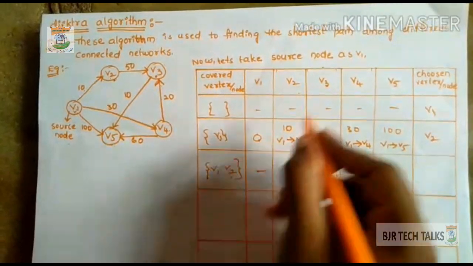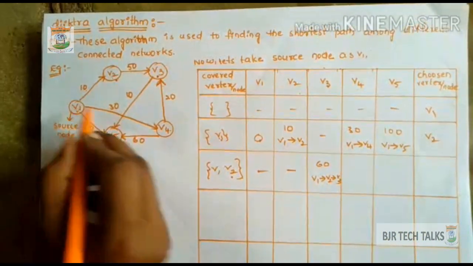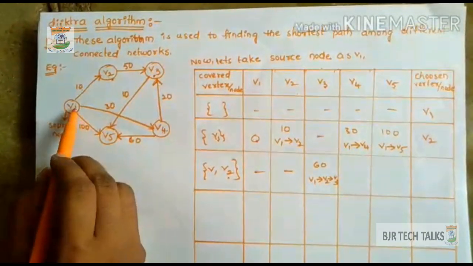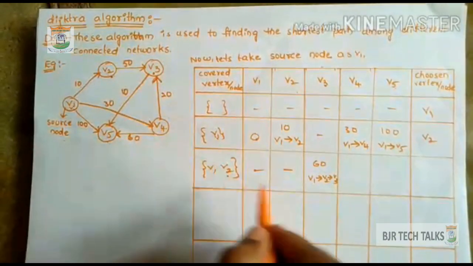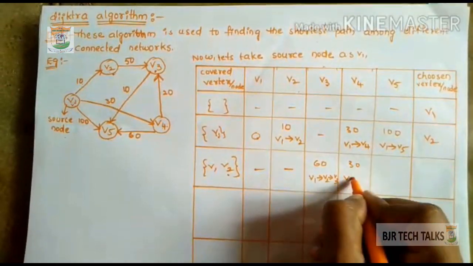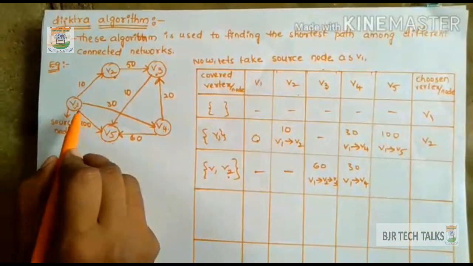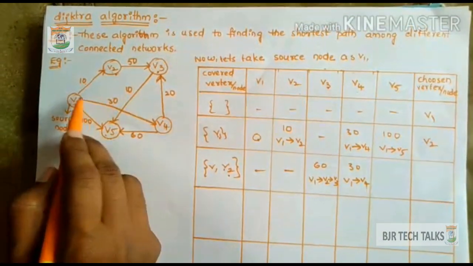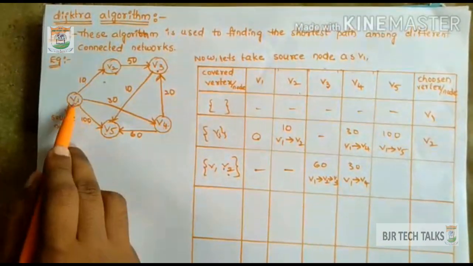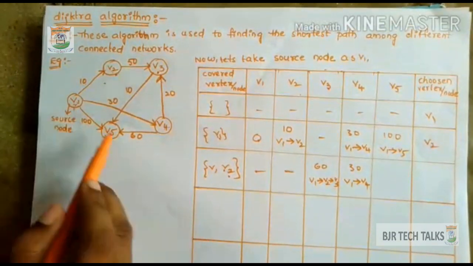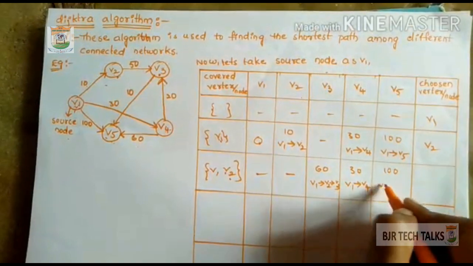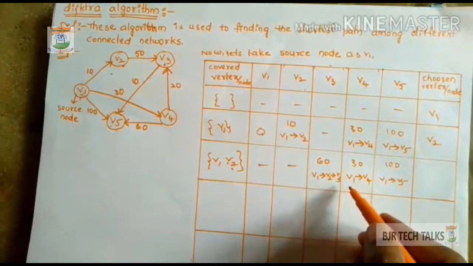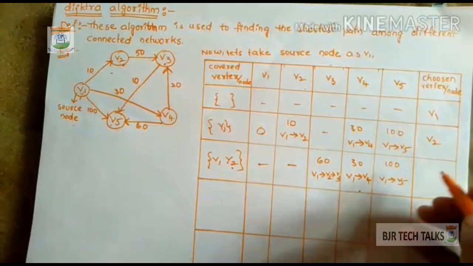The distance from V1 to V4 with the help of V2. There is no way with the help of V2, so it is taken as V1 to V4, that is 30. The distance from V1 to V5 with the help of V2. There is no way with the help of V2, so it is taken as the direct way V1 to V5, that is 100. Now let's check these three distances. This is the least distance, V4.